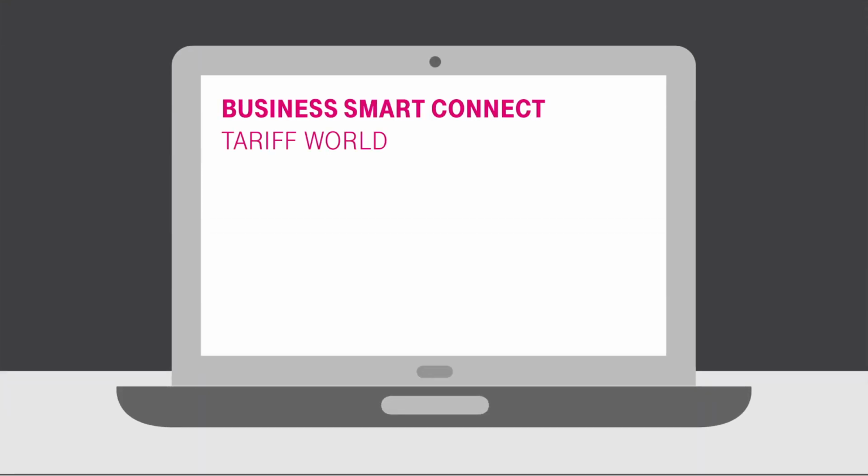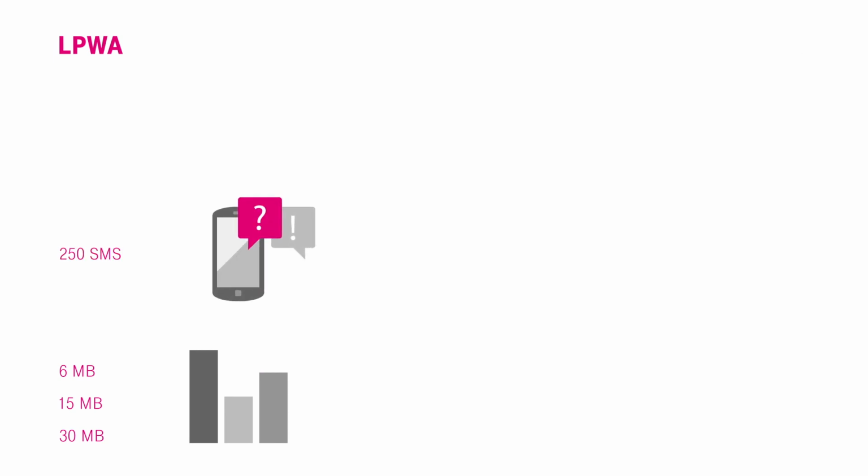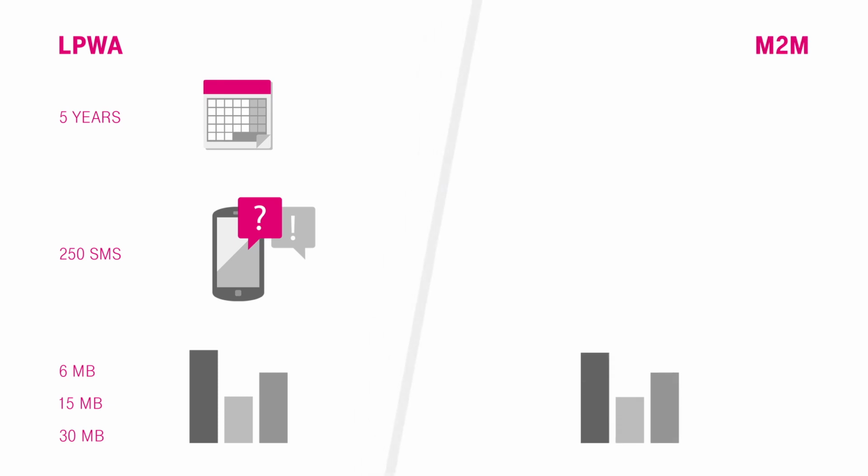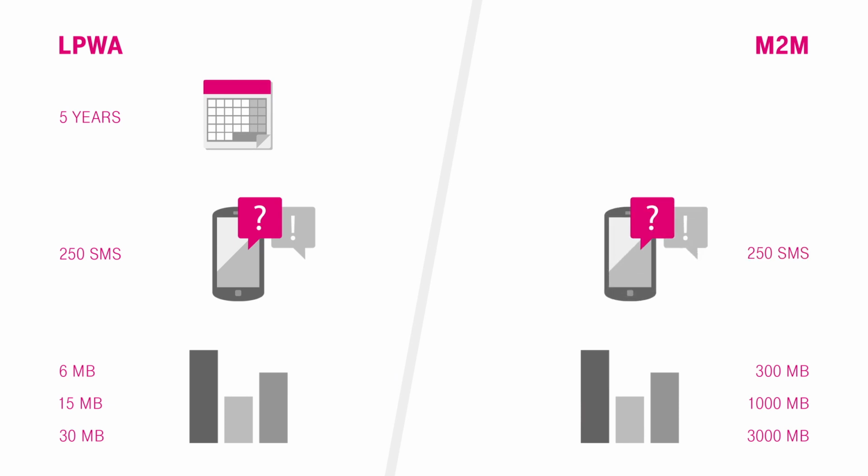Two tariff groups are available for different customer needs: LPWA and M2M. Besides a 6 to 30 megabyte data allowance, the LPWA tariff also includes an amount of 250 SMS that can be used over the 5 years lifetime. Besides a 300 to 3000 megabyte data allowance, the M2M tariff also includes an amount of 250 SMS that can be used over the 3 years lifetime.